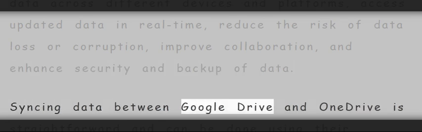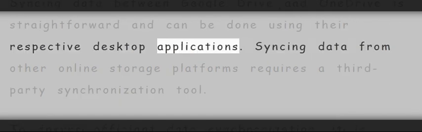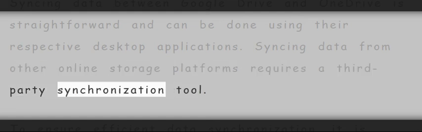Syncing data between Google Drive and OneDrive is straightforward and can be done using their respective desktop applications. Syncing data from other online storage platforms requires a third-party synchronization tool.